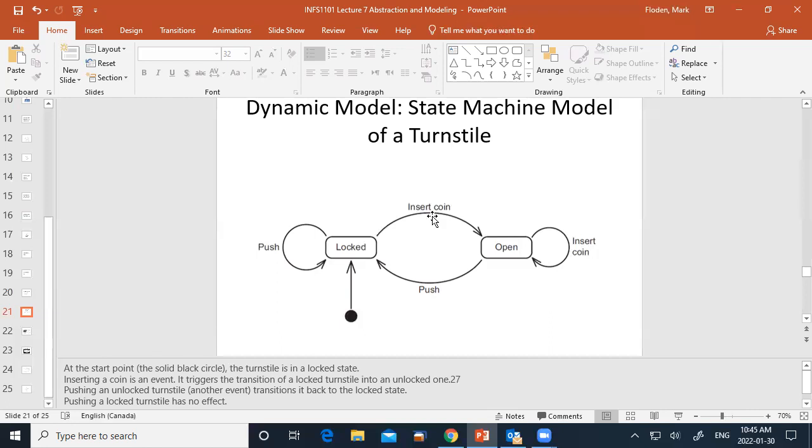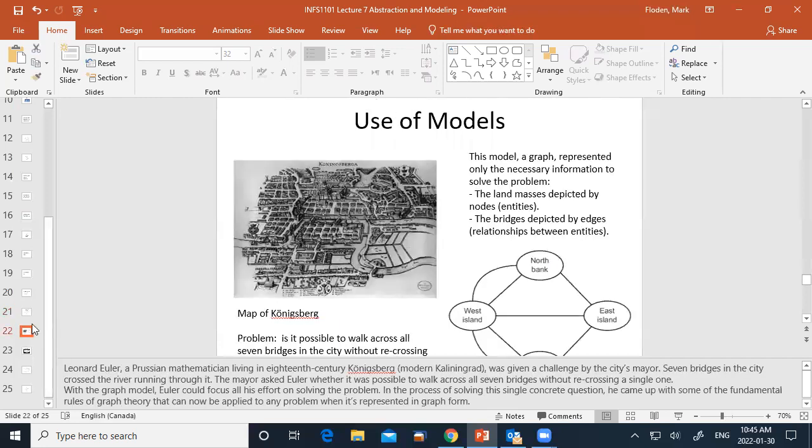Inserting a coin is an event. So there's an event. It triggers a transition. So the transition is between the locked and the open state. So before we inserted the coin, there's no transition, nothing happening. It just stays locked. When we inserted the coin, we got our transition, pushing the unlocked turnstile. So when we push that, it's going to go back to locked. So it changes. Here's another transition. So we got two transitions, one when we insert a coin and one when we push an open or unlocked turnstile.